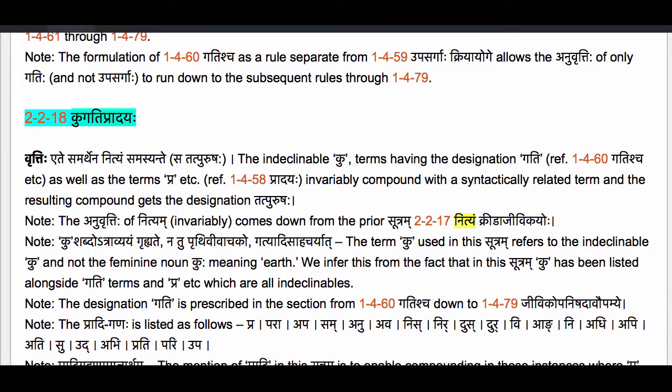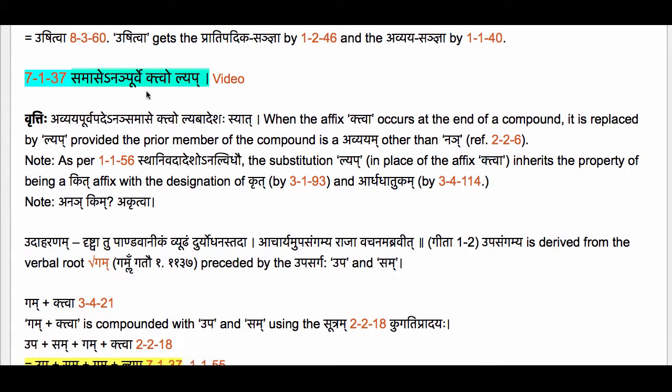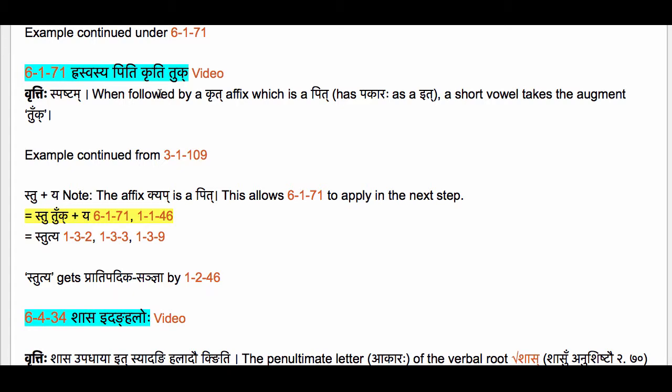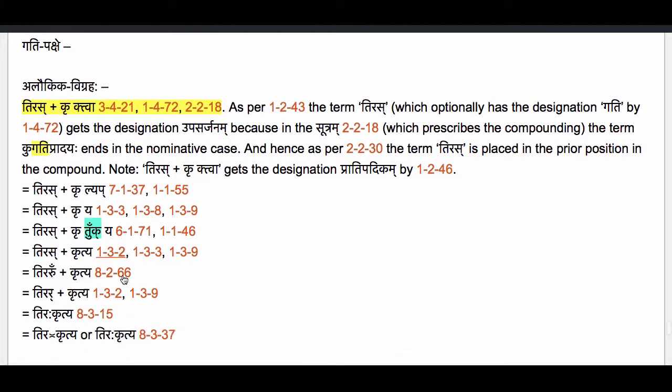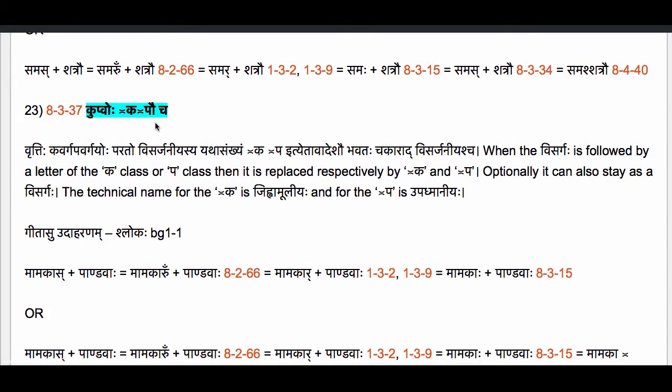Then we did the usual steps, replaced ktva by lyap using 7137 samase naing purve ktvo lyap. Then we brought in the augment tuk by 6171 rasvasya pitikriti tuk. That augment attached itself following the short letter r of kr, and then we got the substitution ru in place of letter sa of tiras. After that we applied 8315 karavasanayor visarjaniyaha to get tiraha kritya, following which we applied 8337 kuppoha kahpaucha to get the two forms tirah kritya or tiraha kritya.